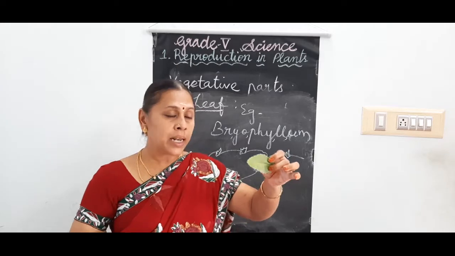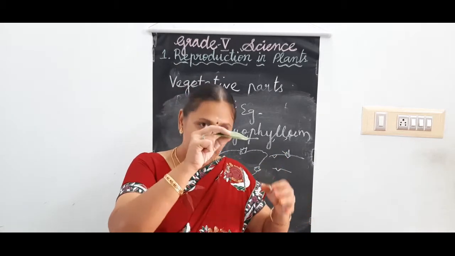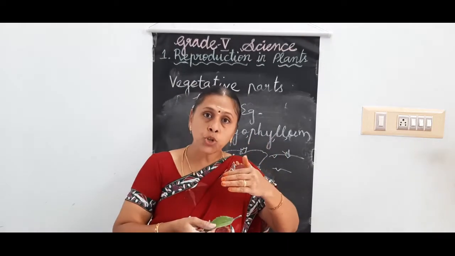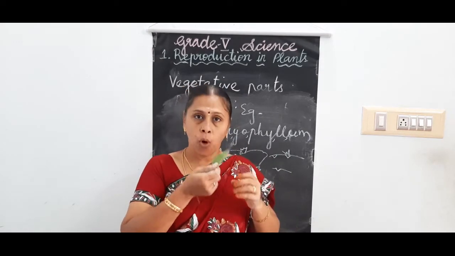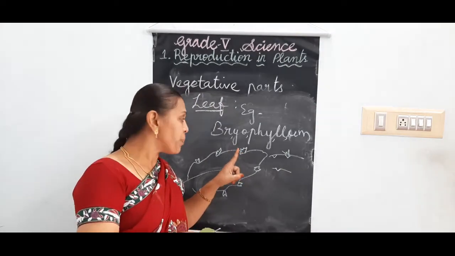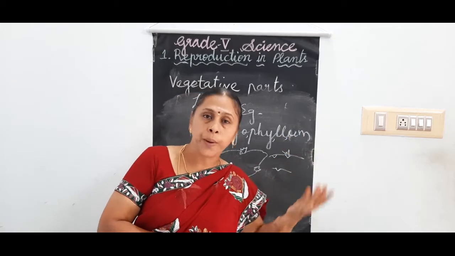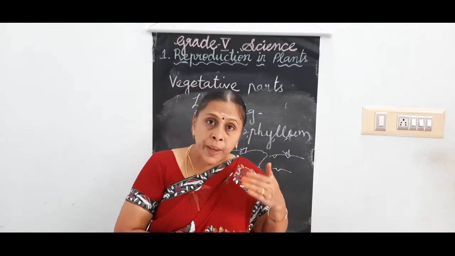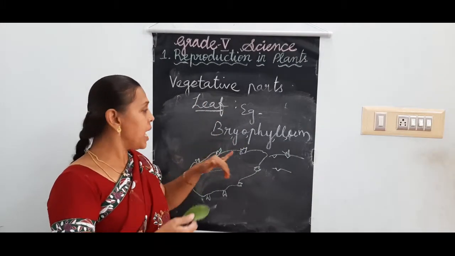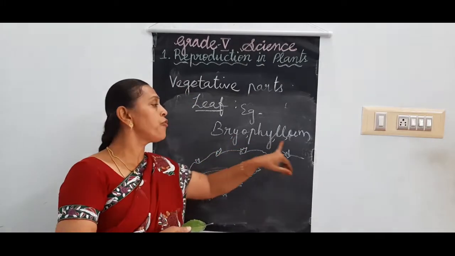And when this leaf detaches, falls down from the plant, and if it falls down on the soil, and when it comes into contact with the soil and water, these buds will germinate and grow into a new plant. So this method is called reproduction through leaves. Example, bryophyllum.